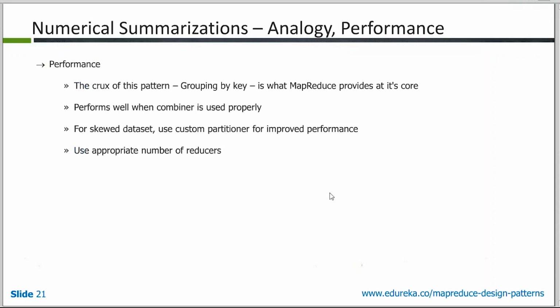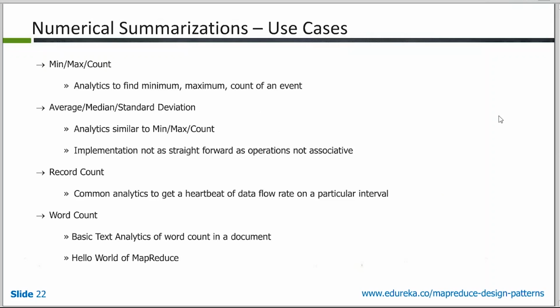The performance of numerical summarization. So see, the crux of this pattern is grouping by key. That is something which, if you're executing any MapReduce job, anything which will run on Hadoop, even a big job, has to be done at that cost. Okay, so let's talk modulo that, and then let's see what will impact the performance here.